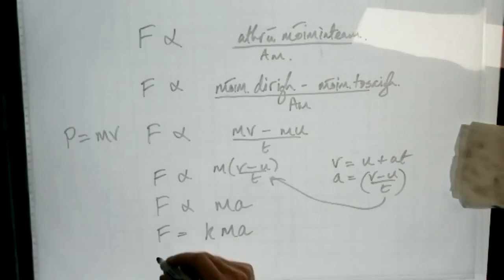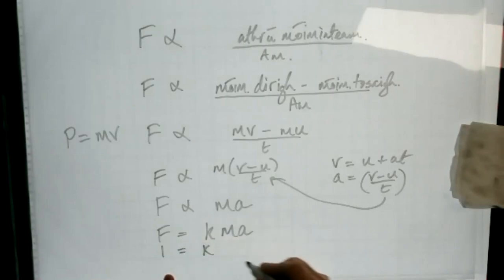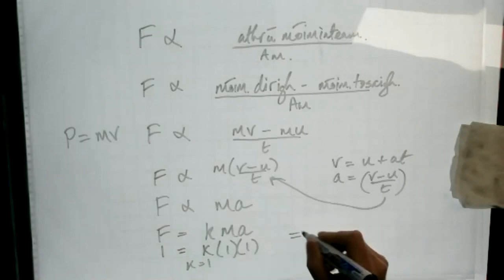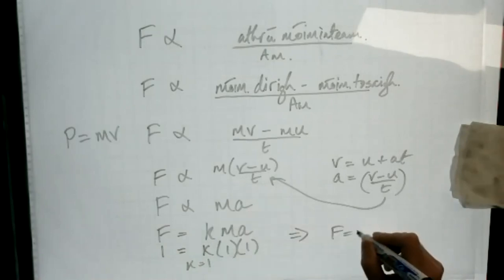So when the force is one Newton, the mass is one kilogram and the acceleration is one meter per second squared, then k equals one. So we can write F equals ma.